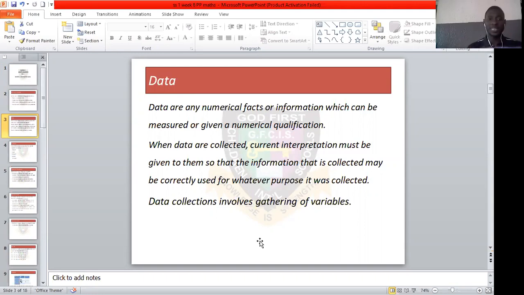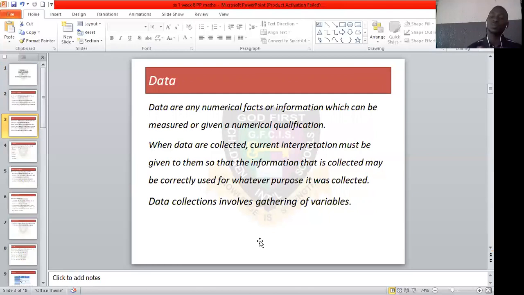As you have your register, how many students are in school today? These are just what we call information data. They are numerical facts or information which can be measured or given numerical quantification that can be analyzed numerically. When data are collected, there's a purpose why. The purpose of collecting data is to be able to give an interpretation to the information collected. We don't just collect data to be there. We collect them to be able to interpret the information, for instance the census that wants to look at how many people live in this area.